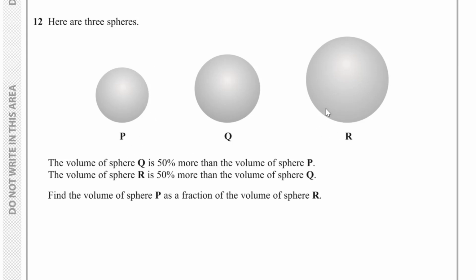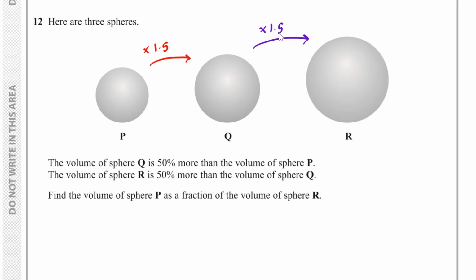to do this question, to go from P to Q, we multiply by 1.5. The reason for this, it's 50% more. So as a multiplier, 50% more implies 150%. So we multiply by 1.5 to go from P to Q. Similarly, from Q to R, we would also have to multiply by 1.5.